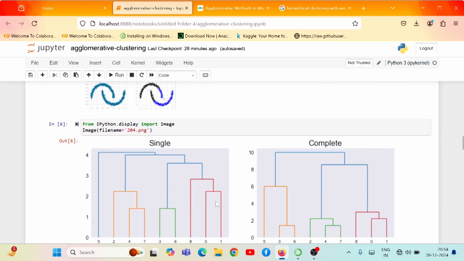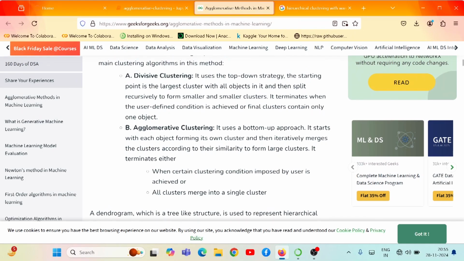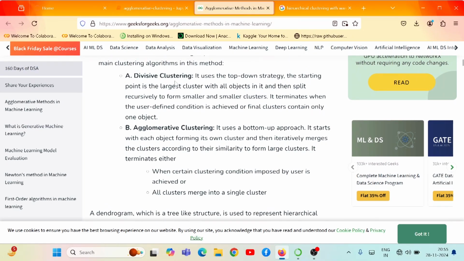Now in hierarchical clustering, we have different ways through which we calculate the distance. Let me tell you how it works. In divisive clustering, as I told you, it is a top-down strategy. The starting point is the largest cluster with all the objects in it, and then we split it recursively to form smaller and smaller clusters, right? It terminates when a user-defined condition is achieved or the final clusters contain only one object.